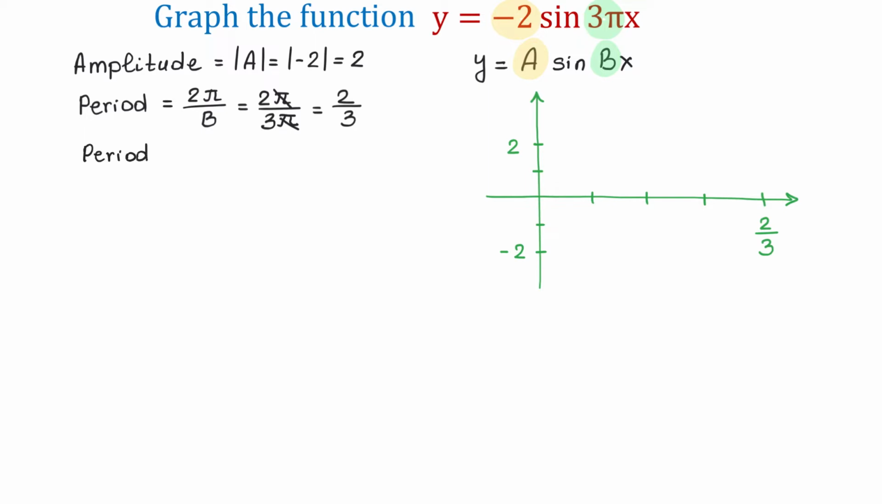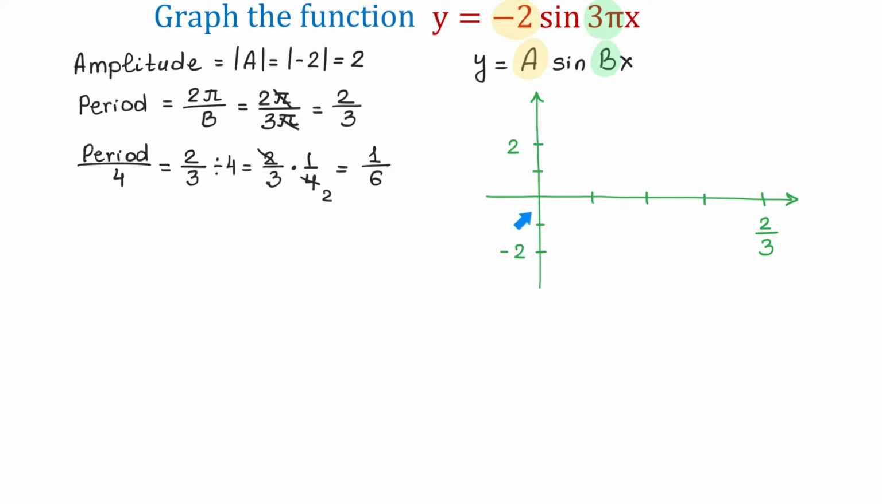So then, the period divided by 4 equals 2/3 divided by 4, which is the same as 2/3 times 1/4. Now let's reduce, and the period divided by 4 is 1/6. So the length of each of these subintervals is 1/6, and we will use these quarter periods to find the x-coordinates of those 5 points.